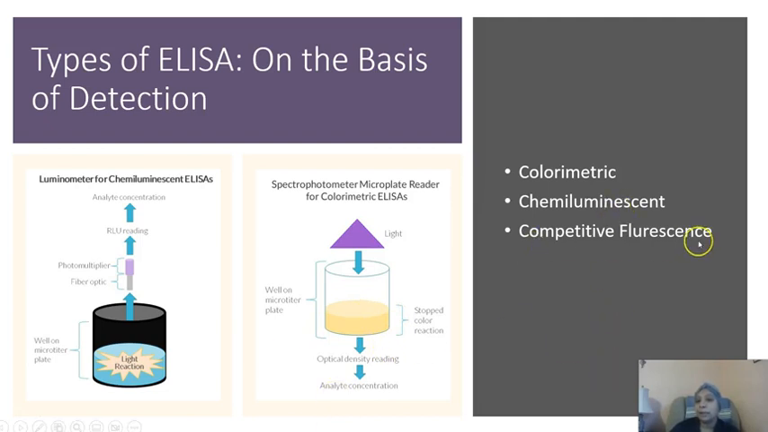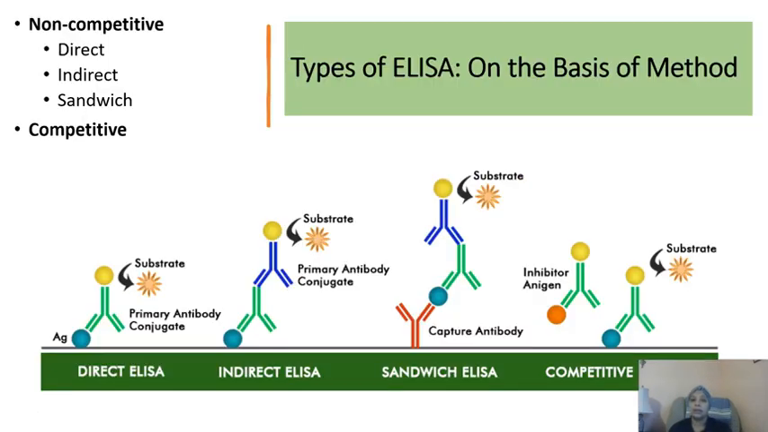And then in competitive fluorescence, you would have some kind of a fluorescence change as the result. On the basis of the protocol or the method that is utilized, there are non-competitive and competitive ELISAs. Within the non-competitive, there are three main ways that we can examine our protein of interest. You have direct interactions: a direct ELISA, indirect ELISA, and sandwich ELISA.